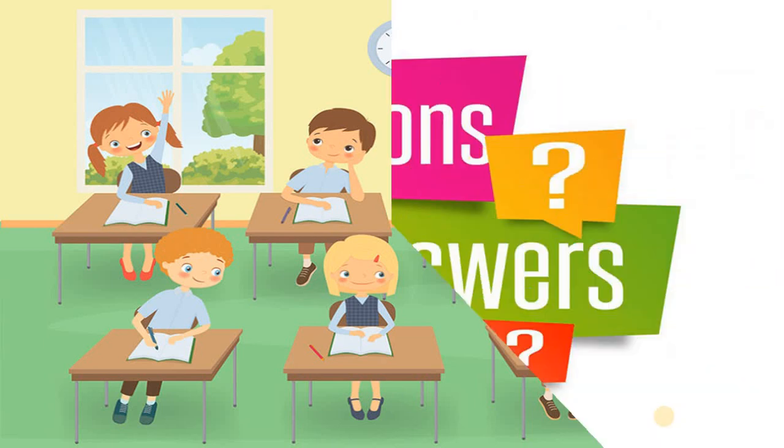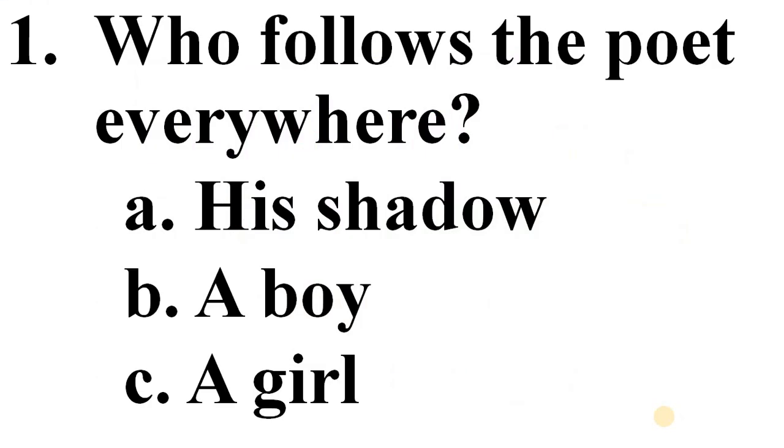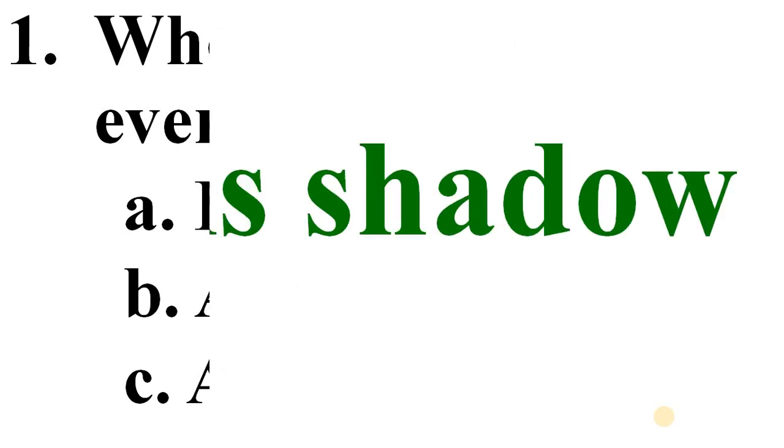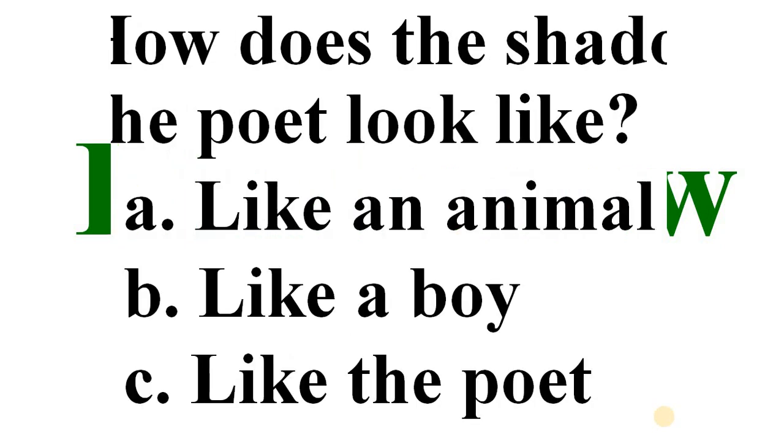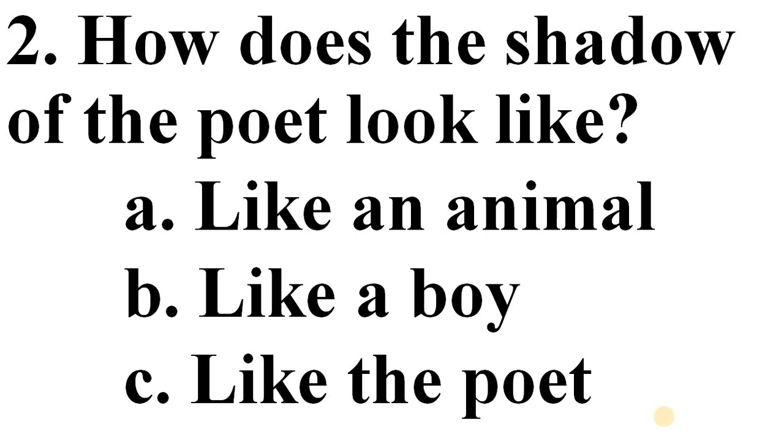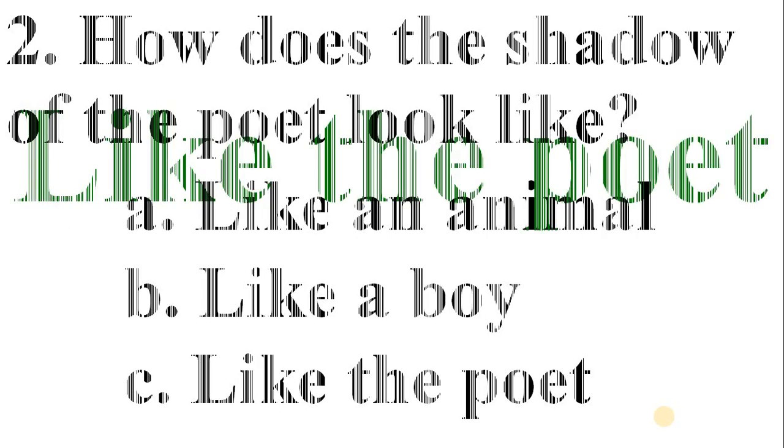Now let's move to question and answers. The first question is, who follows the poet everywhere? A shadow, a boy, a girl. The correct answer is his shadow. The next question is, how does the shadow of the poet look like? Like an animal, like a boy, like the poet. The correct answer is like the poet.